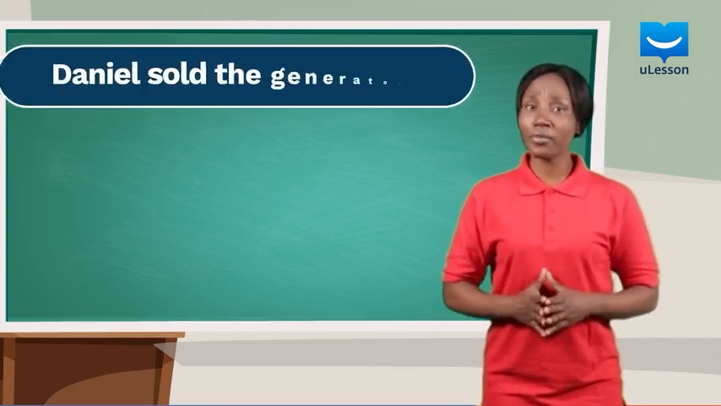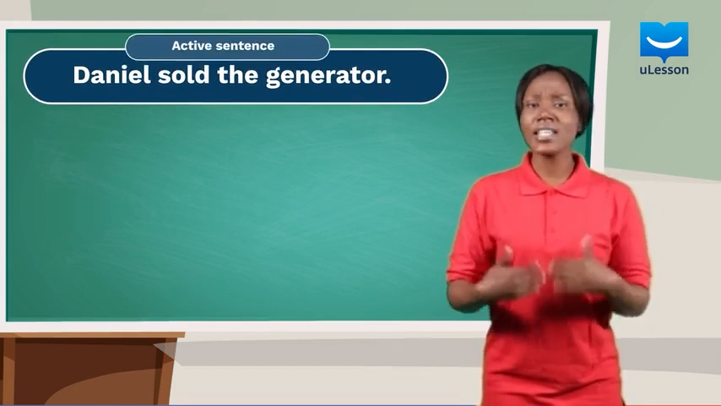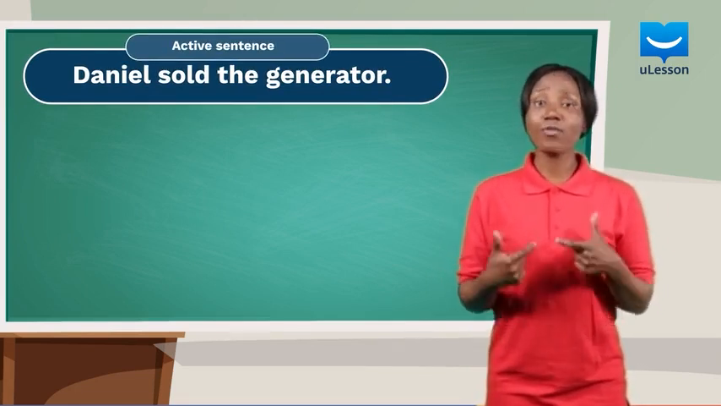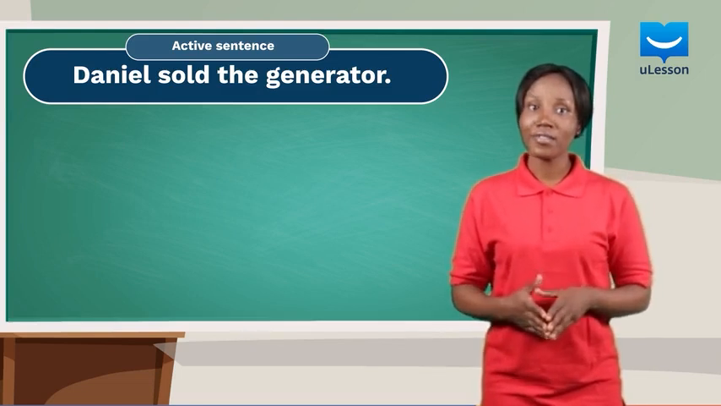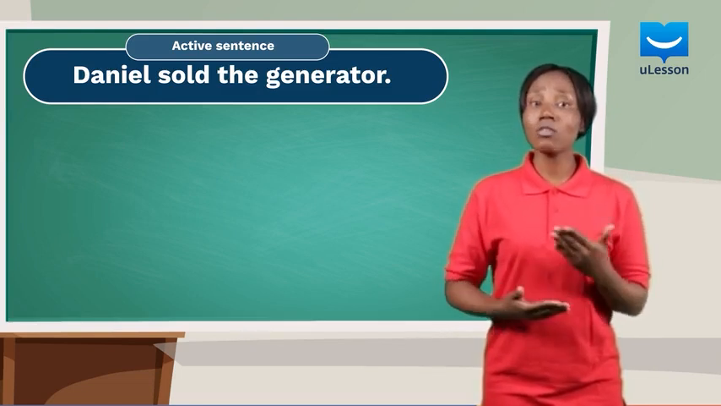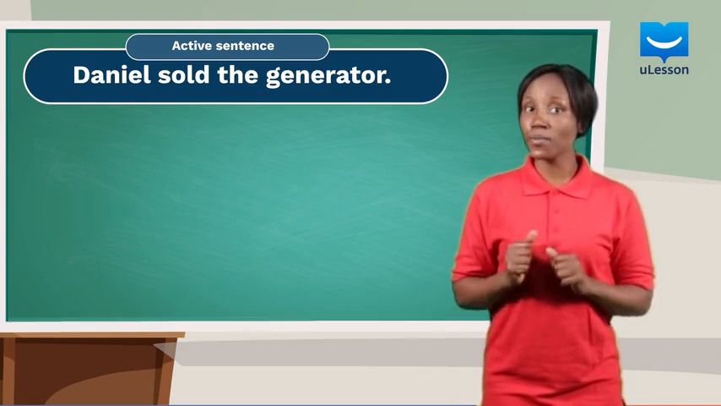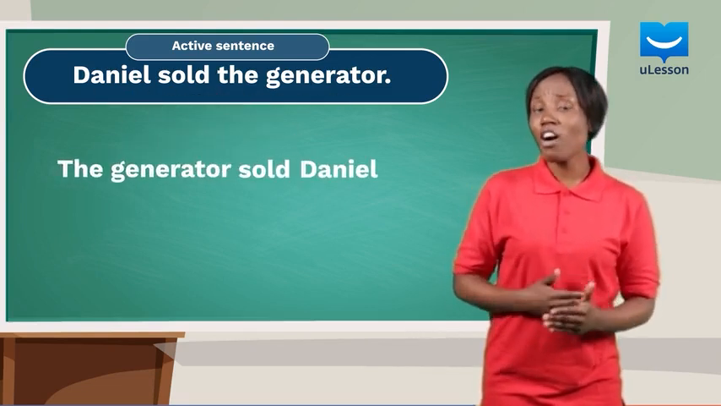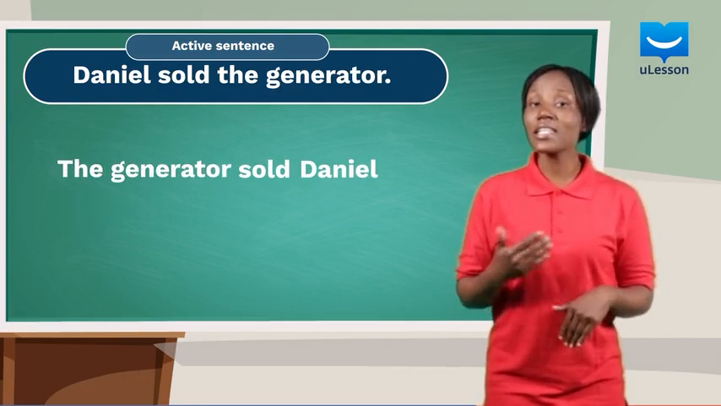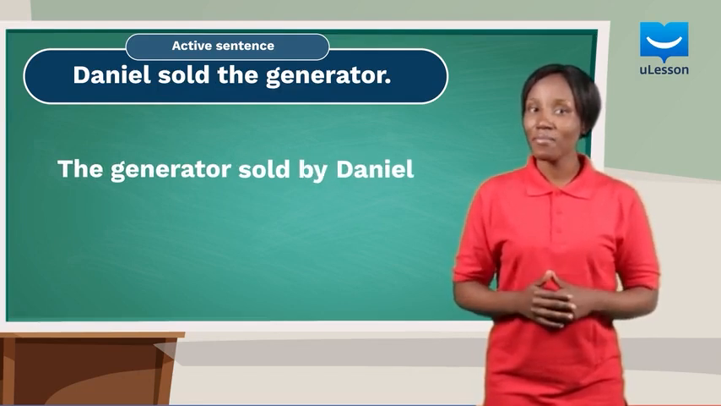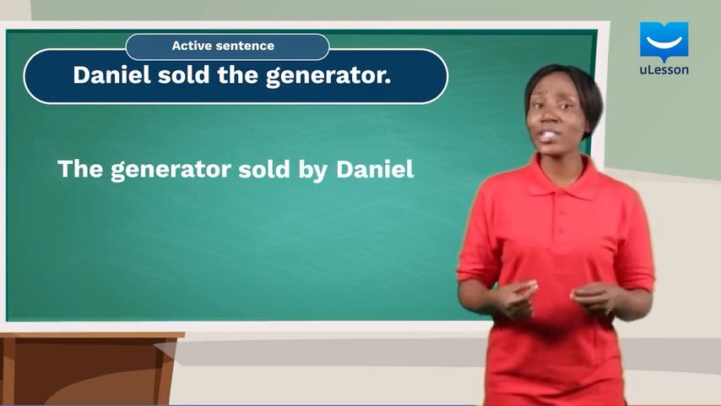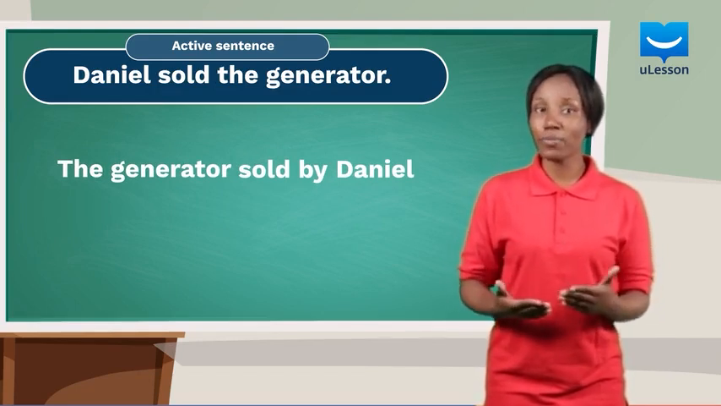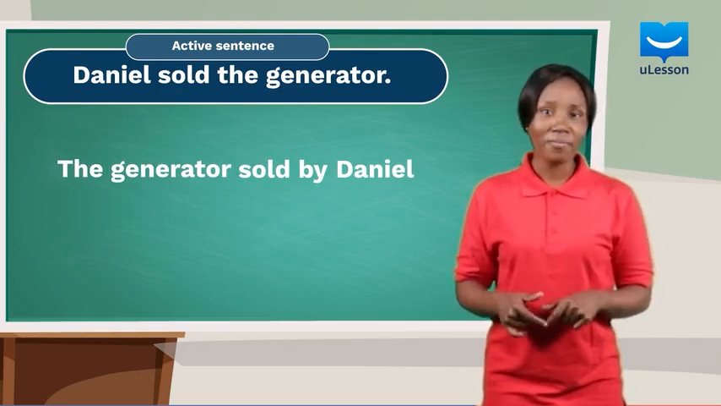Daniel sold the generator. This is an active sentence. To derive the passive form, the following happens. 1. The grammatical object occupies the subject position, and the grammatical subject will become the object of a prepositional phrase that begins with by. 2. It should include a to-be verb, followed by a past participle of the original verb.